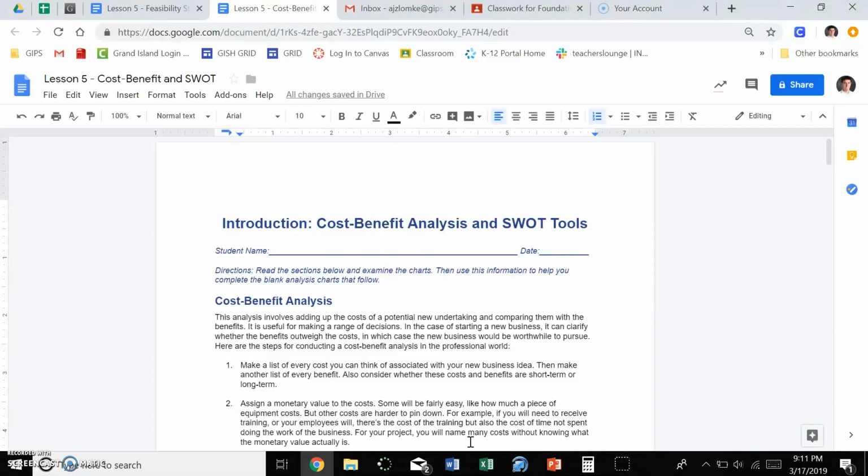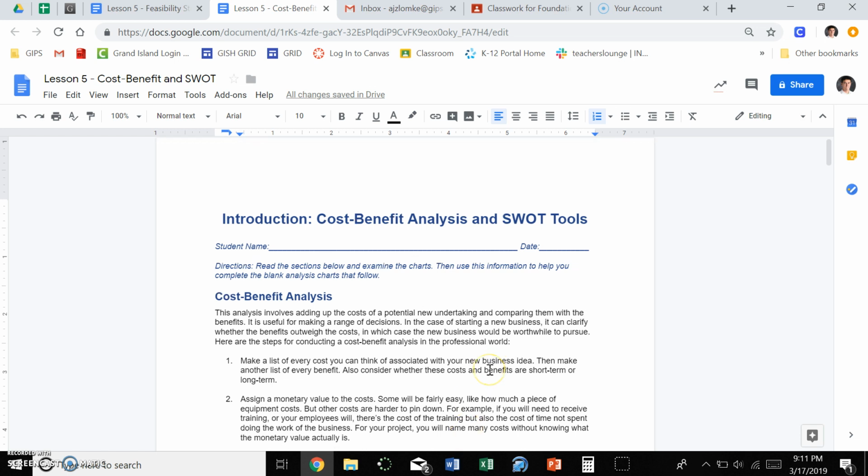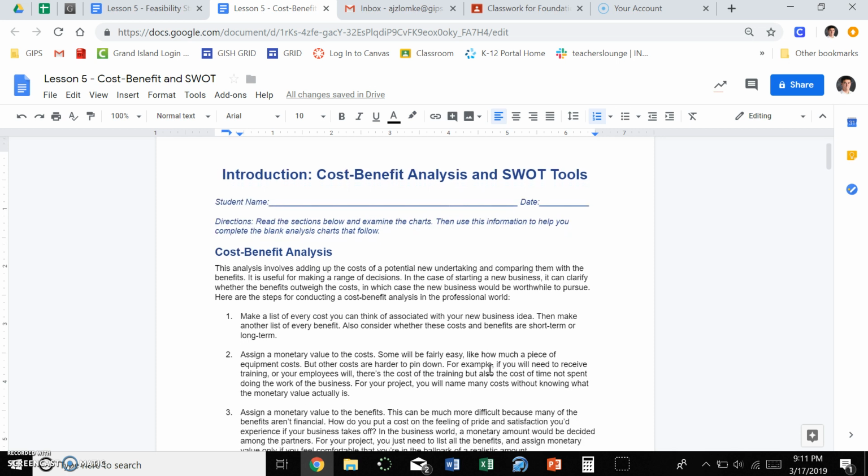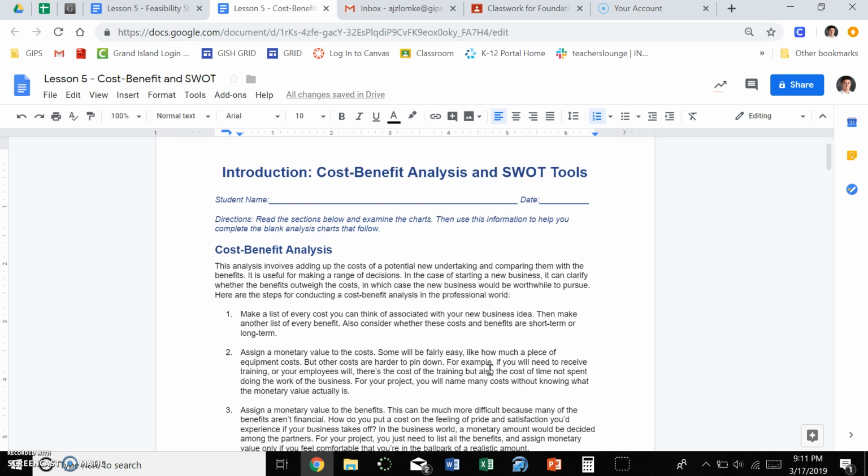For the first assignment that I'm going to have you do today, you're going to focus on a couple tools, one being the cost-benefit analysis and another one being a SWOT tool. So for the first part of this assignment, you're going to do the cost-benefit analysis. And what that is essentially looking at is what are your potential costs that your business might have to deal with when you're starting up or as you begin running through the first year. Then also taking the time to think about what other benefits am I going to have by starting this business.